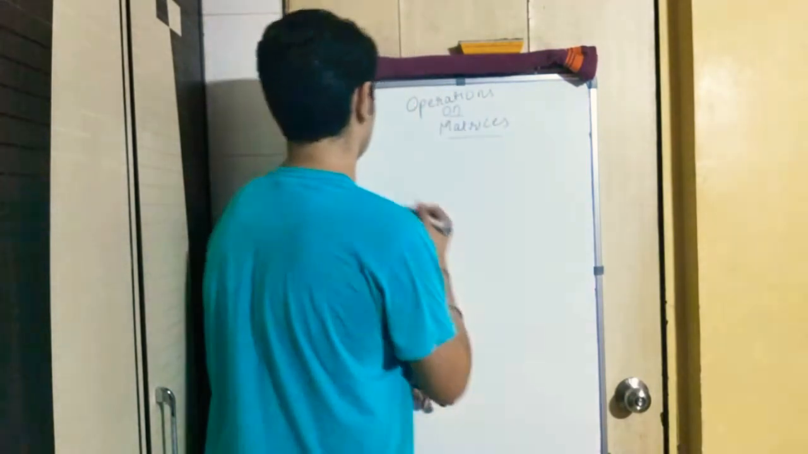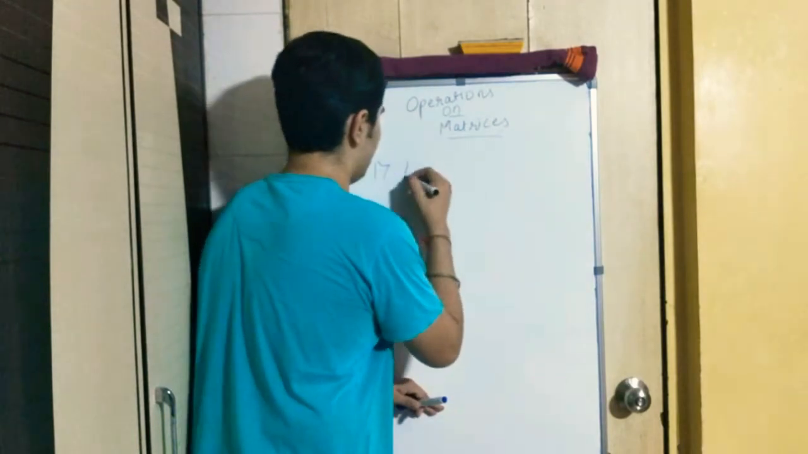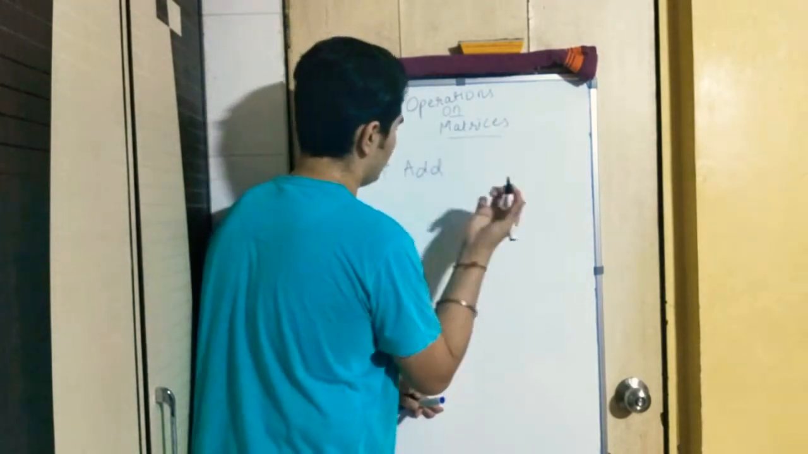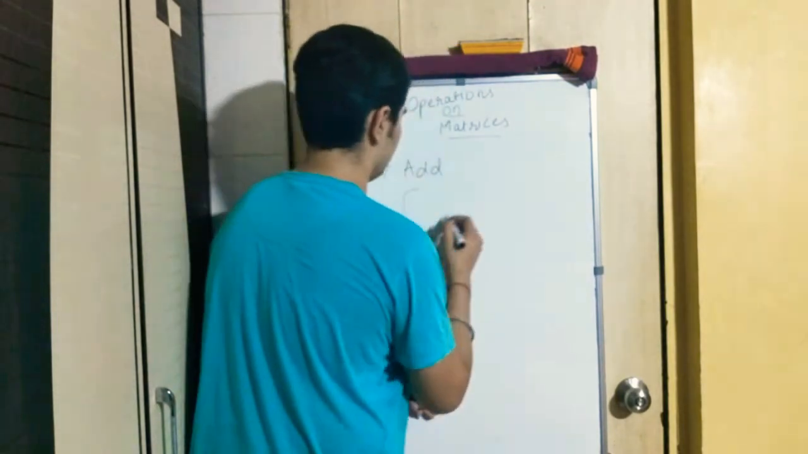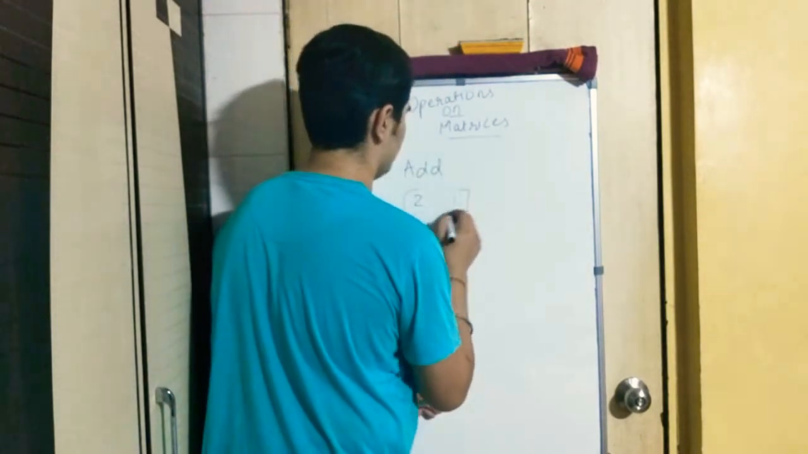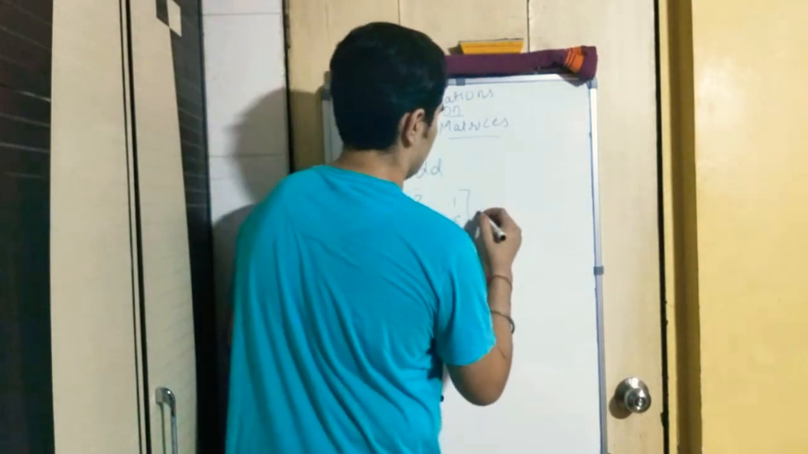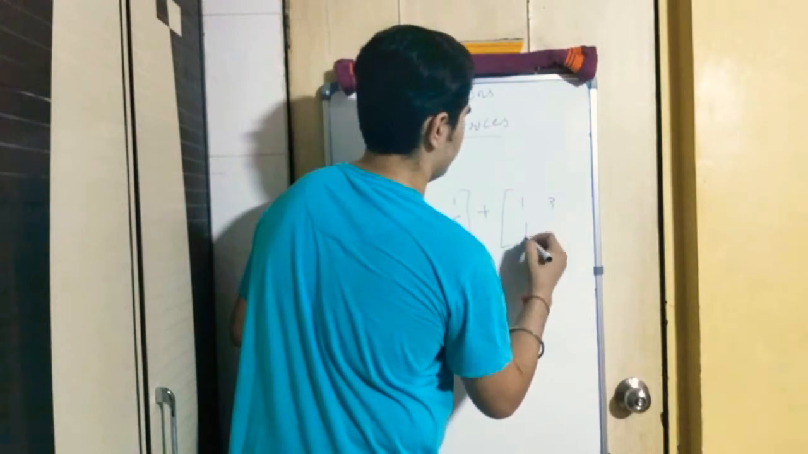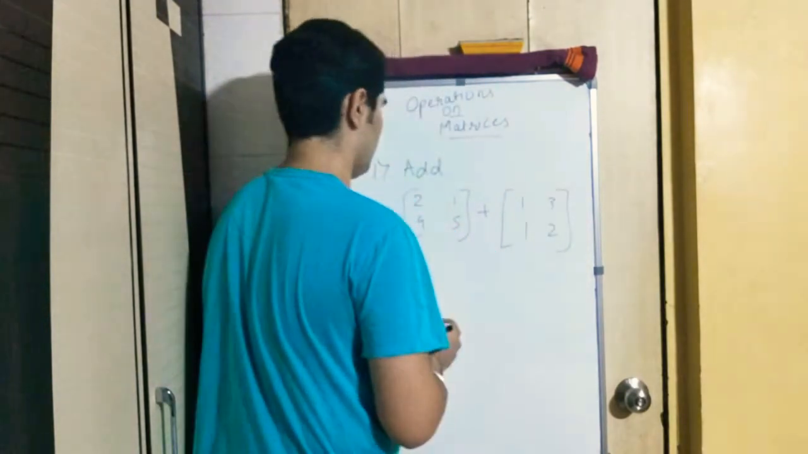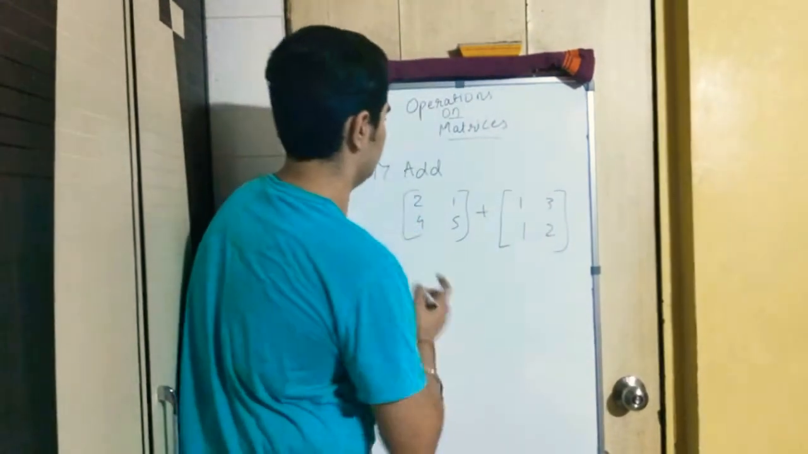Operations on matrices. Coming to first, we add. How to add two matrices of any order? Suppose we take a 2 by 2 matrix 2 1 4 5, and plus this is our second matrix 1 3 1 2. So how do we add it?